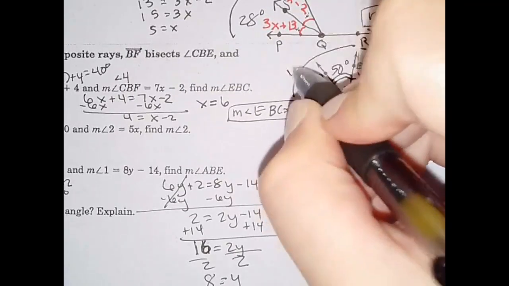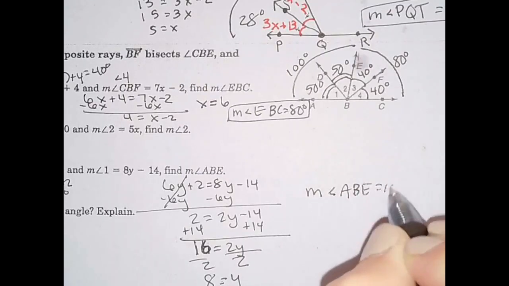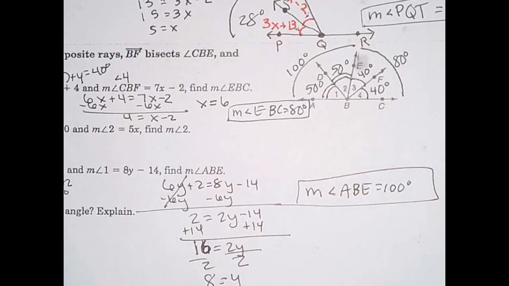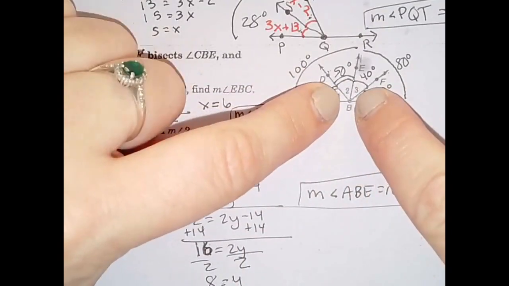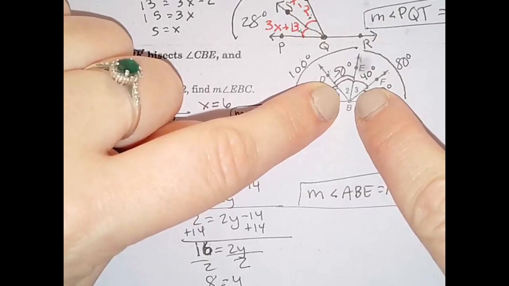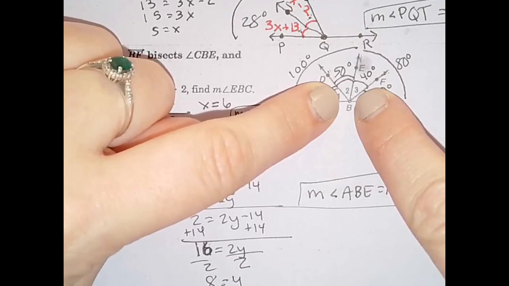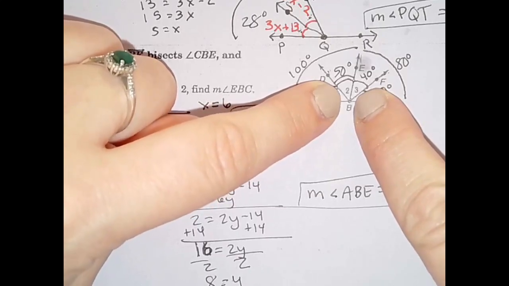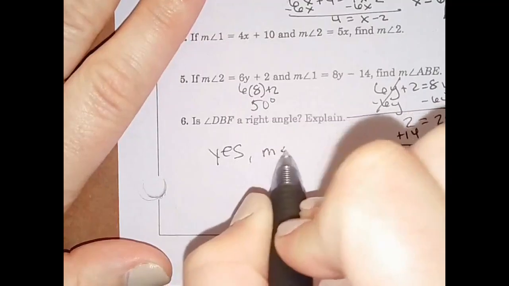The last question says, is angle DBF a right angle? Is angle DBF a right angle? Yeah. How do you know that? Because angle 2 is 50 degrees, angle 3 is 40, and that angle is 90. Absolutely. Angle 2 is 50 degrees, angle 3 is 40 degrees. Add them together, that's 90 degrees. So yes, the measurement of angle 2 is 50 degrees, plus the measurement of angle 3 is 40 degrees. So that totals to 90 degrees. And a right angle is 90 degrees.